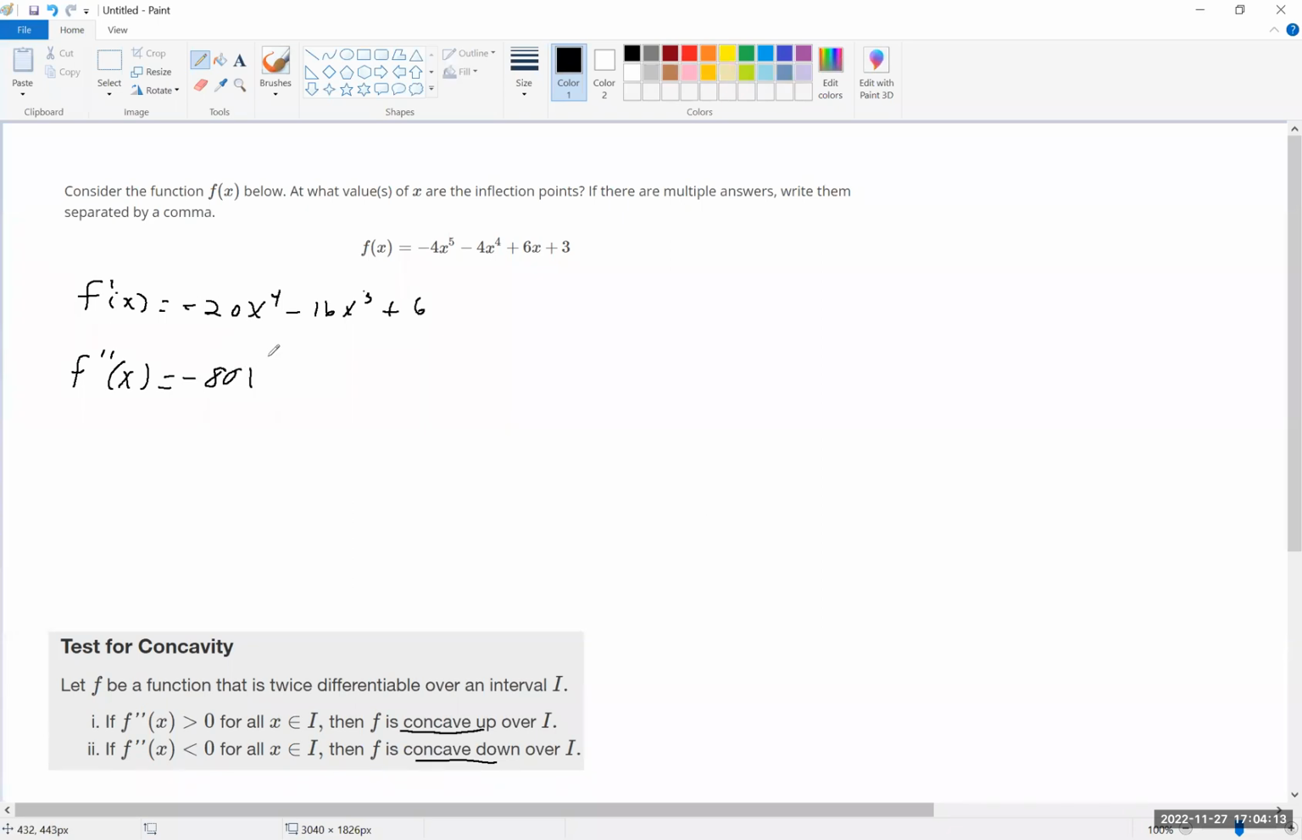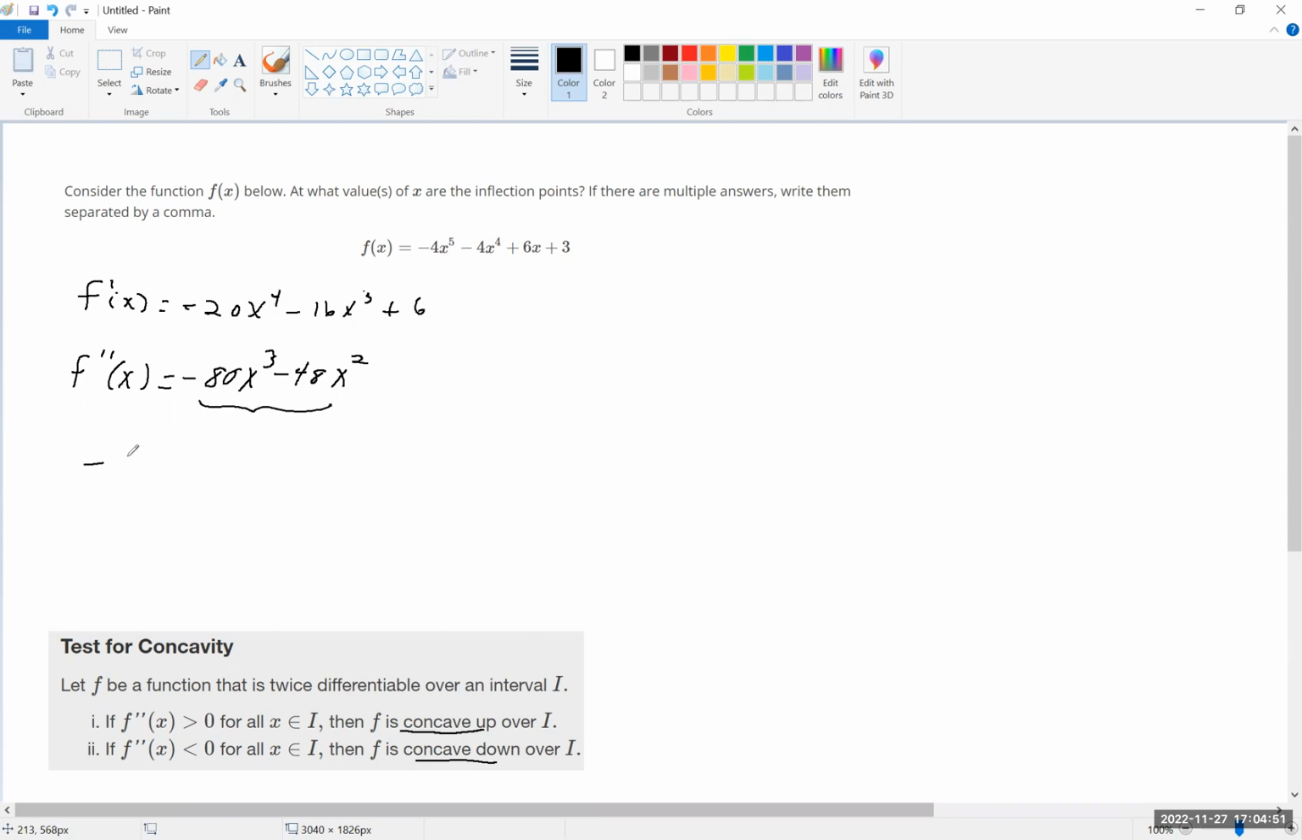minus 80x to the third power minus 16 times 3, which is 48x squared. And then the derivative of a constant is 0. And so this function could potentially change signs at the zeros of this function.